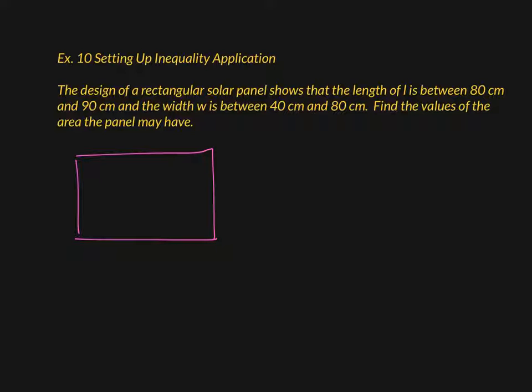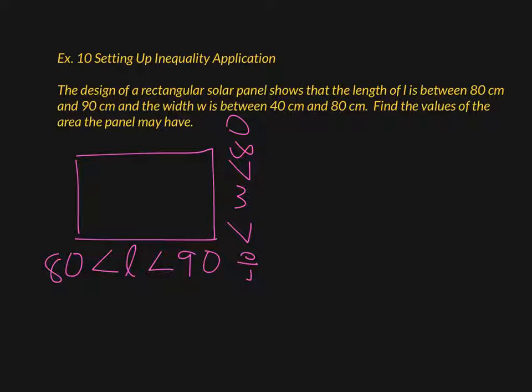So our length is between 80 and 90: it's going to be greater than 80 and less than 90. And then our width W: 40 is less than W, and W is less than 80. Those are our two bounds there. So area, remember, is length times width.